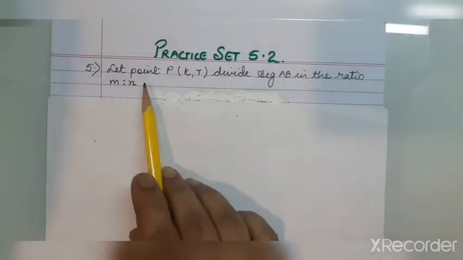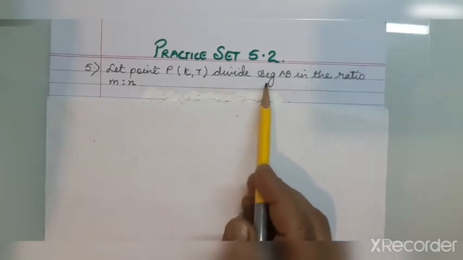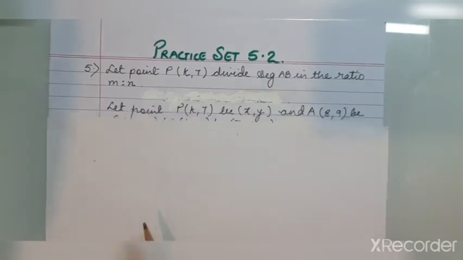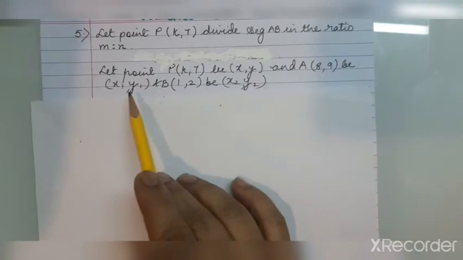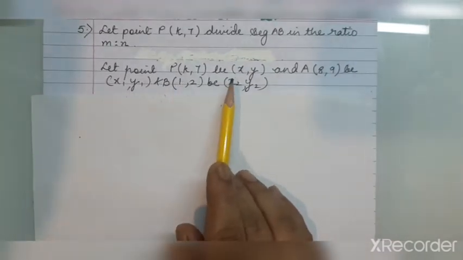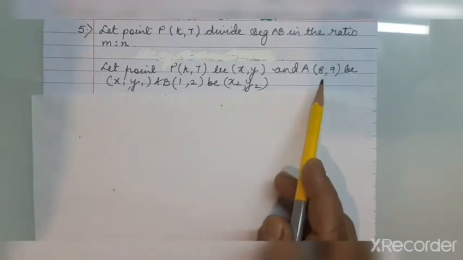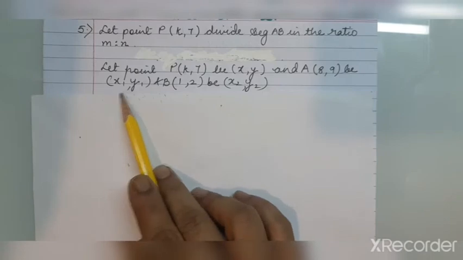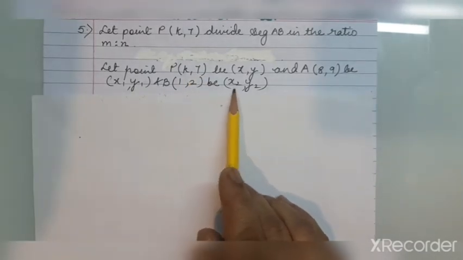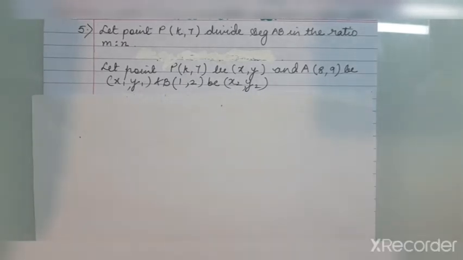Okay, so now let us assume that the point P, which is given as (k, 7), divides the segment AB in the ratio m is to n. Now we will consider this point P as (x, y), then point A as (8, 9), that is (x1, y1), and point B as (1, 2), that is (x2, y2). This is generally what we do in the beginning of every sum.